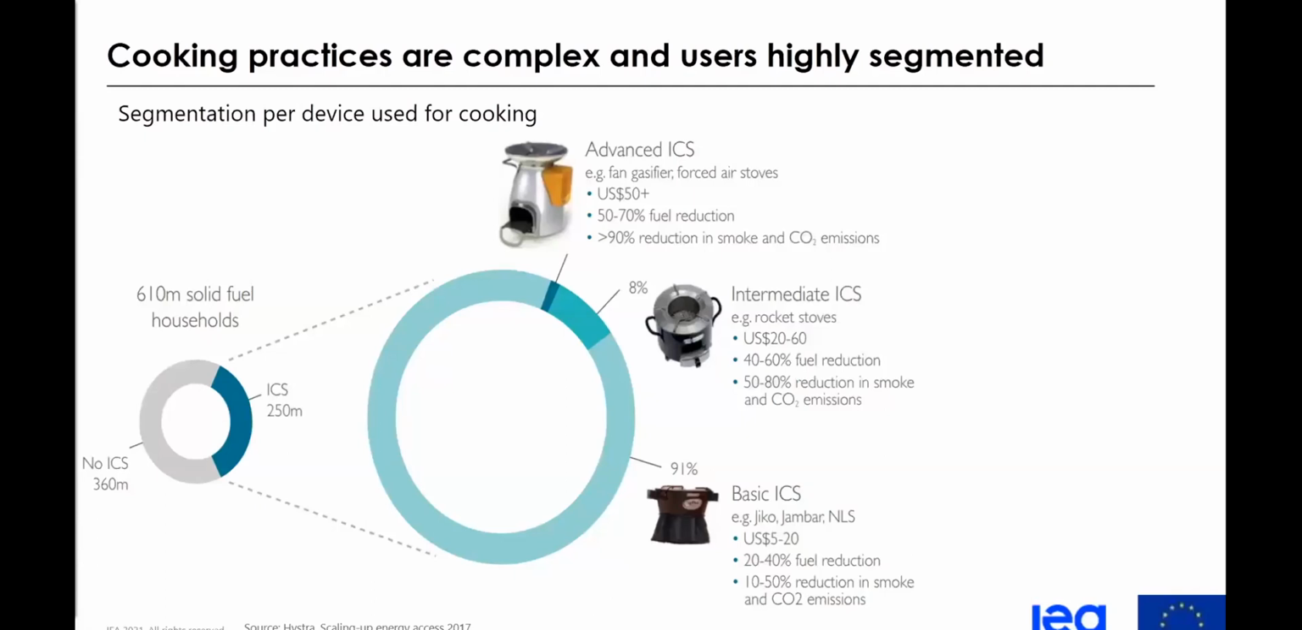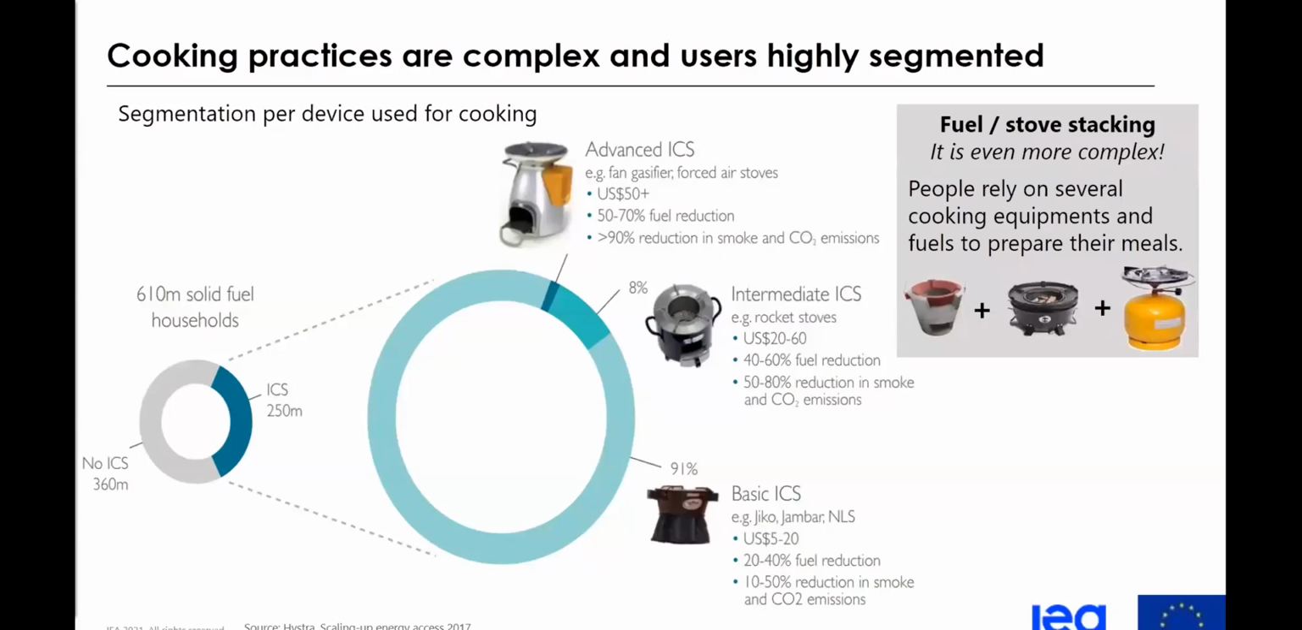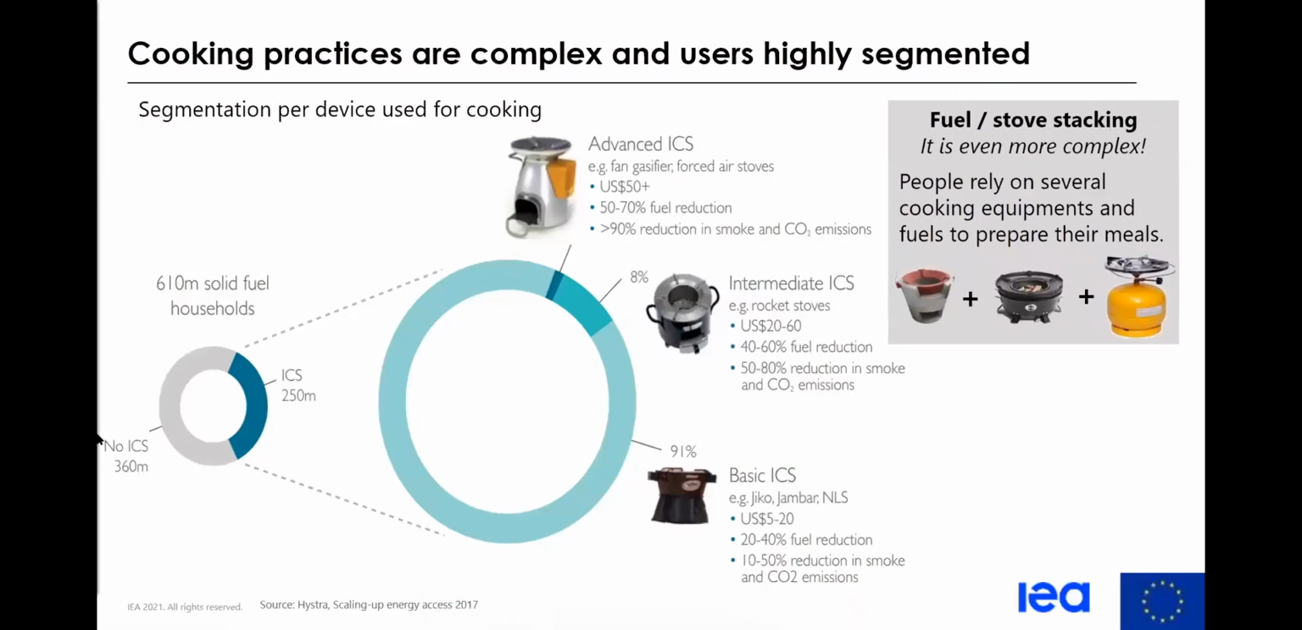Same for smoke release, it can vary considerably. Therefore, it is important to know which cook stove a household is using, as the impact is different. Some people use different cook stoves for different meals in the same household. So the task is even more complicated to collect all this information.